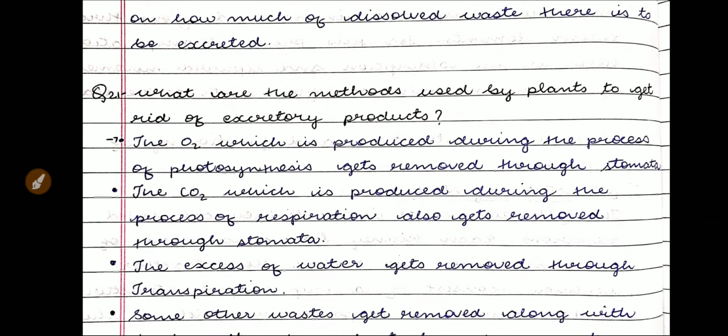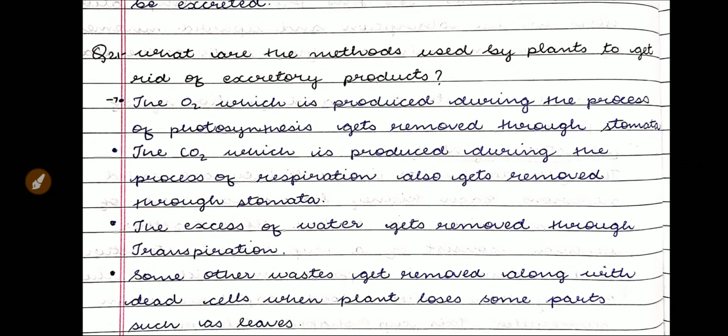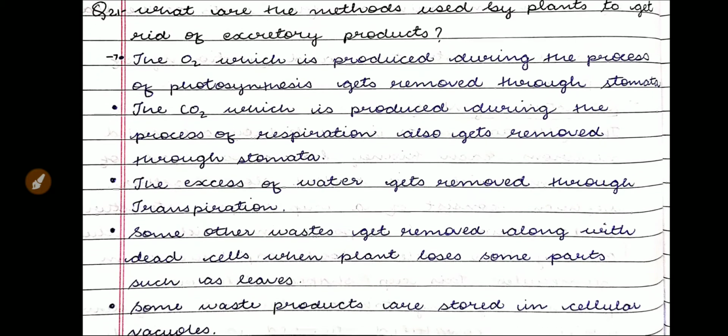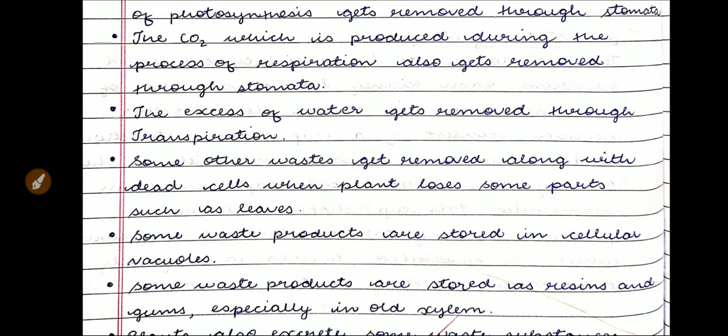Next, question number 21 is, students, what are the methods used by plants to get rid of excretory products? The oxygen which is produced during the process of photosynthesis gets removed through stomata. The carbon dioxide which is produced during the process of respiration also gets removed through stomata. The excess of water gets removed through transpiration. Some other waste gets removed along with dead cells when plants lose some parts such as leaves.